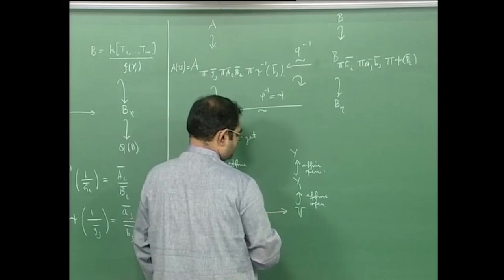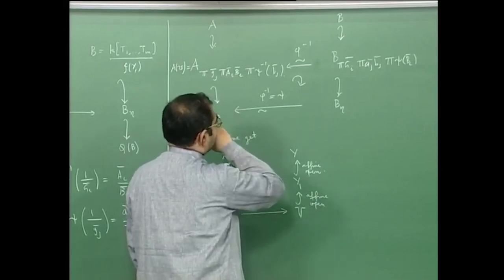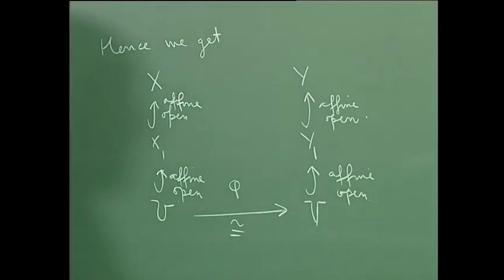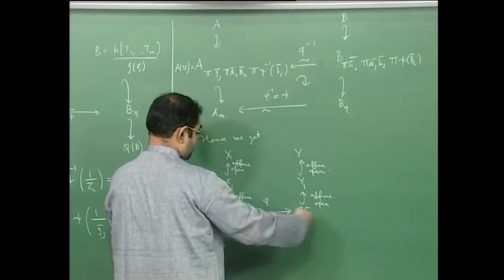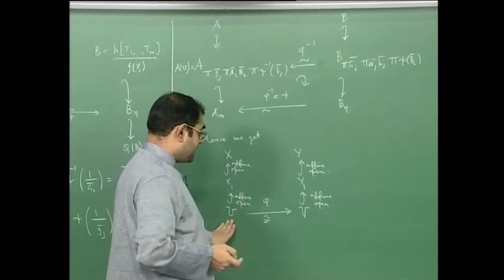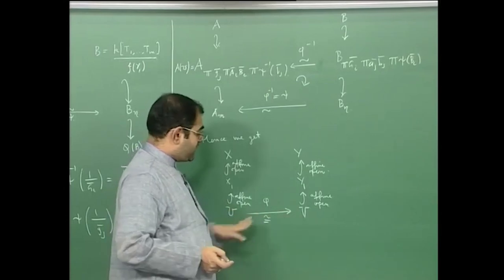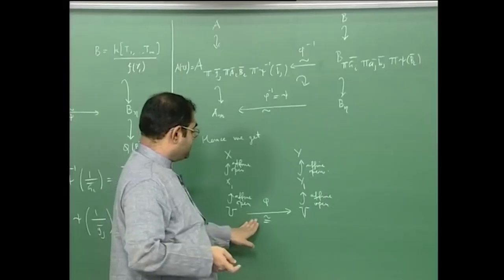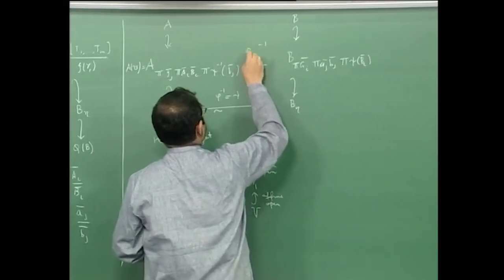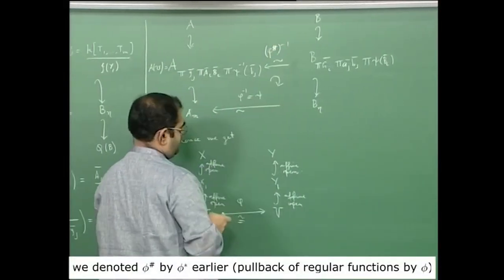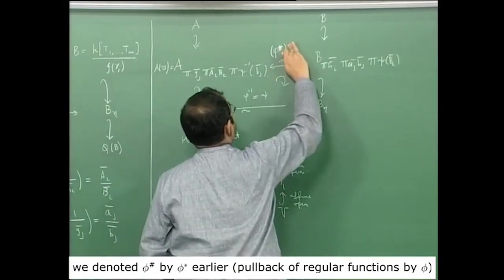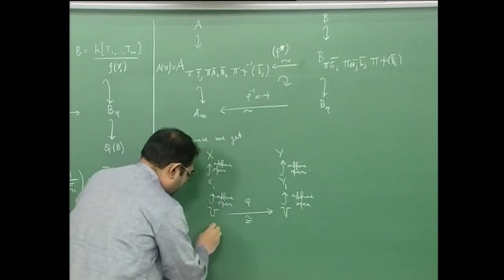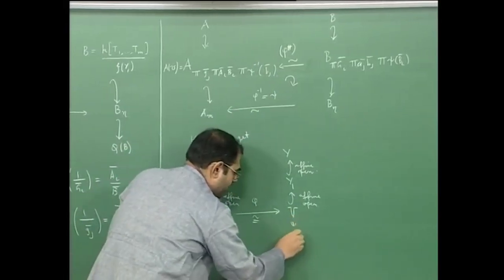So notation wise, let me say that I will get an isomorphism phi, such that if you take the isomorphism that is induced by pullback of regular functions, because an isomorphism between affine varieties corresponds to an isomorphism between their affine coordinate rings, which is a k-algebra isomorphism. So this will induce a phi hash. So let me change this to phi hash, and then the direction is correct. Let me call simply this as phi hash. And then this isomorphism will take the point small x to the point small y.